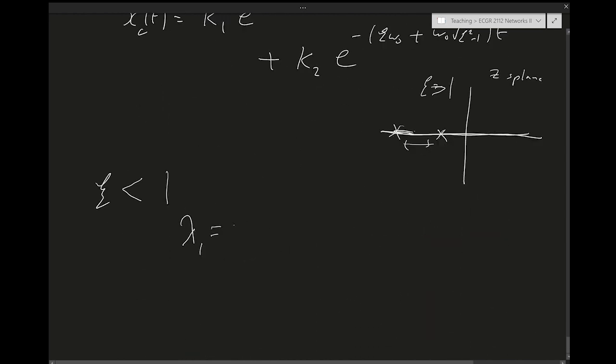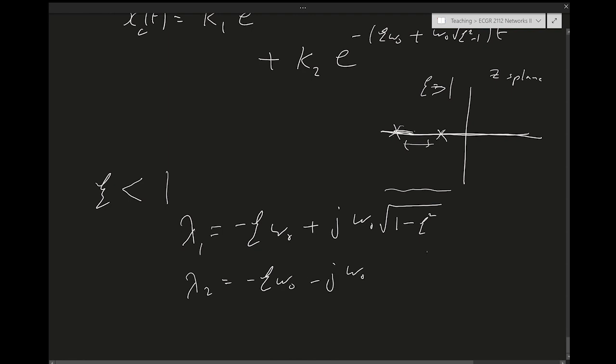of the natural frequencies, minus zeta omega naught, plus j omega naught times the square root of 1 minus zeta squared. Because I took the minus 1 out, I flip the 1 and the zeta squared, and I end up with 1 minus zeta squared. This again becomes positive, right? And then lambda 2 equals minus zeta omega naught minus j omega naught square root of 1 minus zeta squared.